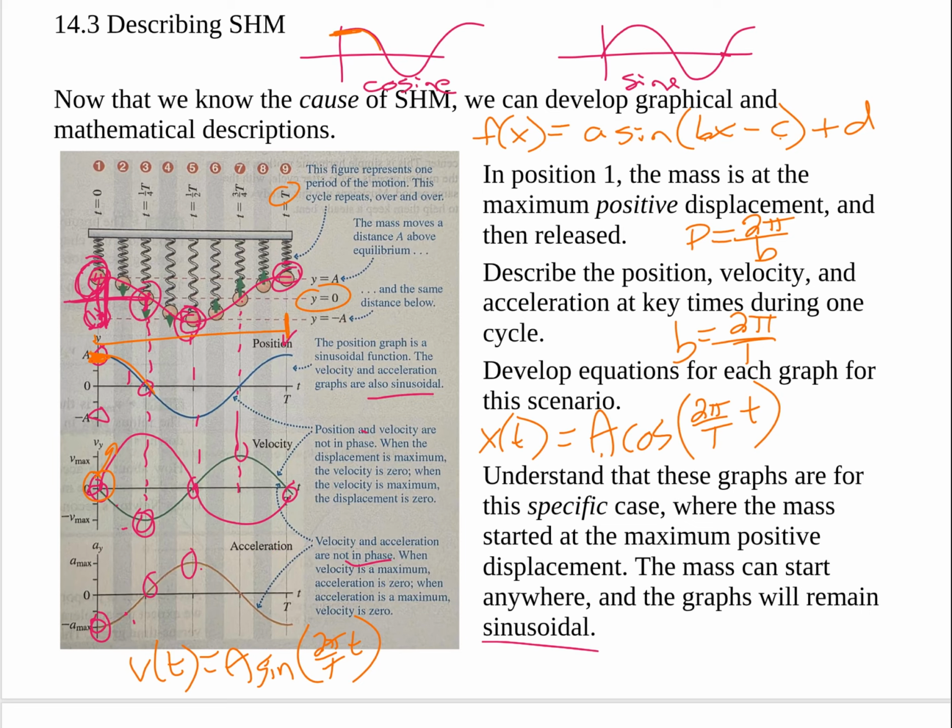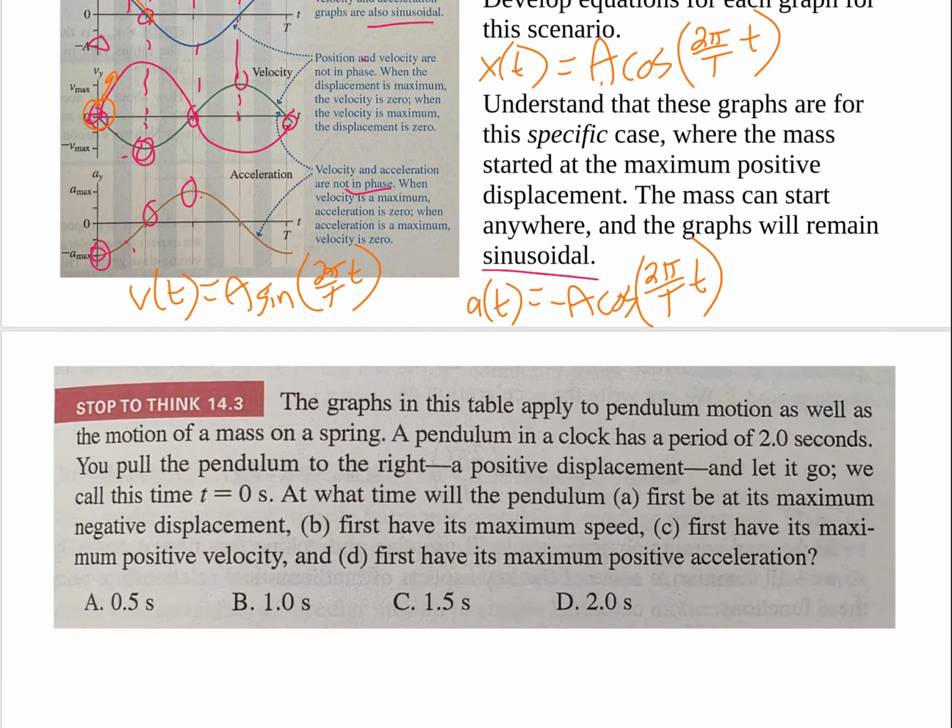We've got a reflection. So we have the acceleration of t is equal to negative the amplitude, to reflect the graph. And is this a sine graph or a cosine graph? Cosine. Cosine graph. We have the period, which is still 2 pi over T times t. Still no phase shift, still no vertical offset, so that's the answer. Okay? All right, so let's move on.